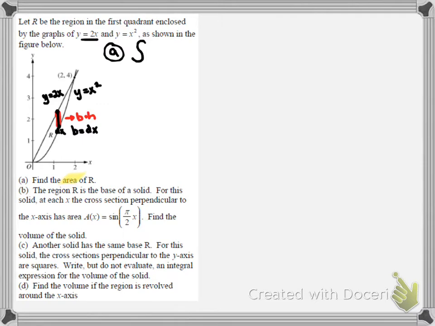So it's going to be 2x minus x squared. That would give me the height of my rectangle. The base is dx. And I'm going to be going from 0 to 2.